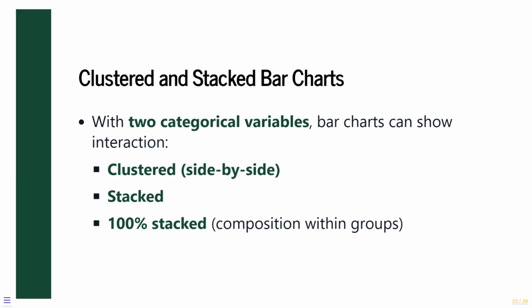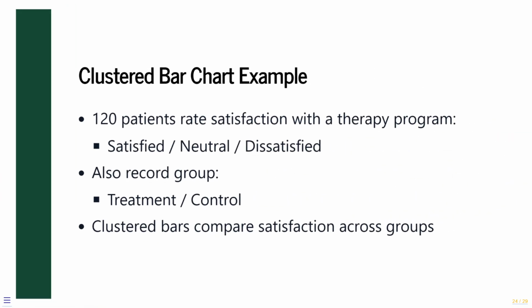Sometimes you have two categorical variables and want to see how their categories interact. We introduced two-way tables in a previous video. Here's how to graph them. A clustered side-by-side bar chart groups bars for each level of a second variable next to each other so you can compare across groups.